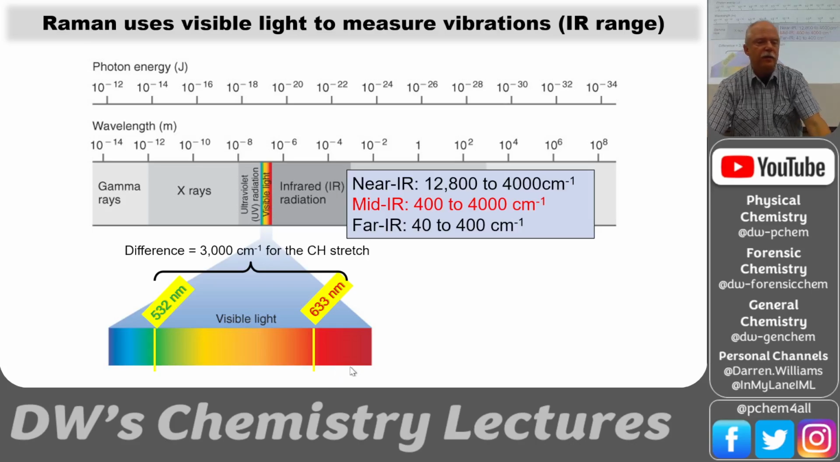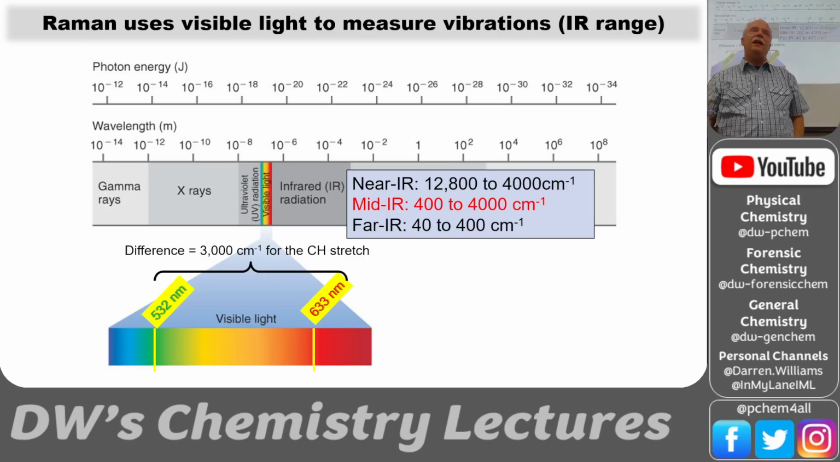Now for Raman, it's a 2-photon process. So in this case, for say a CH stretch, we hit it with 532 nanometer light and 633 nanometer light comes out. It's bizarre, right? We send in green light and red light comes out of our sample. Where did that come from?